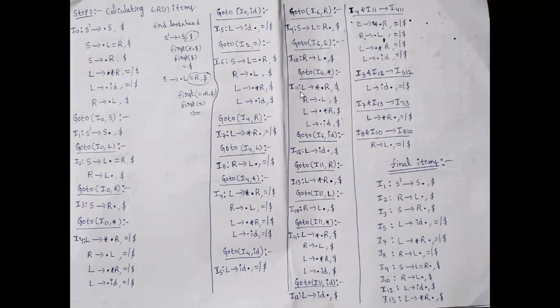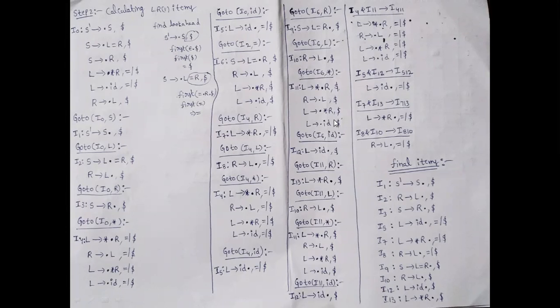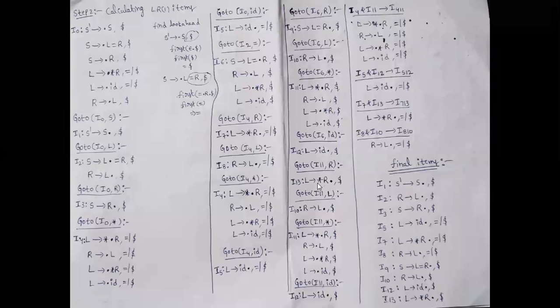So here we are applying the go to on I11. Why? Because after the dot we have capital R, so we apply the go to function. So go to of I11 comma capital R. The production becomes L produces star R dot comma dollar. So it is a new state. Is there any production with this one? In the previous ones there is no such production.